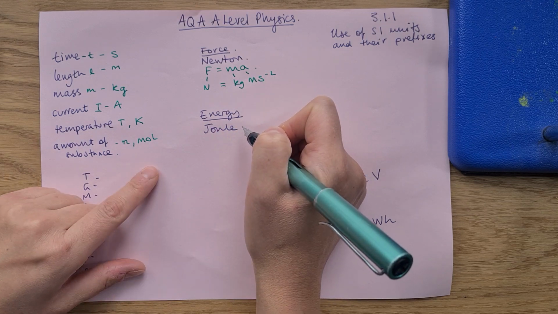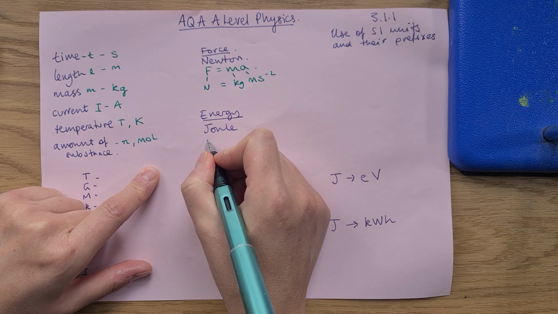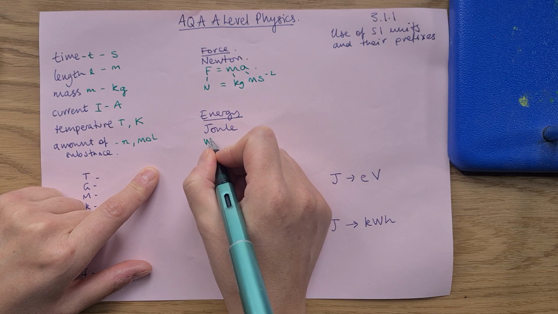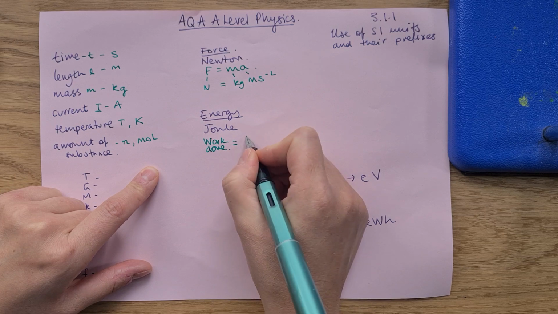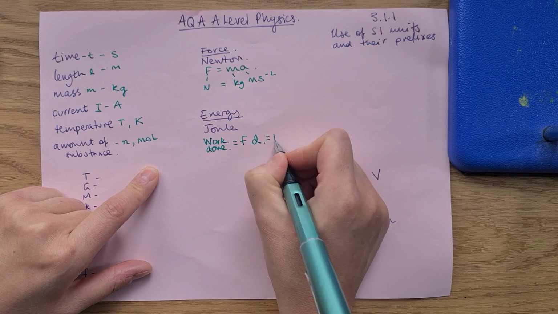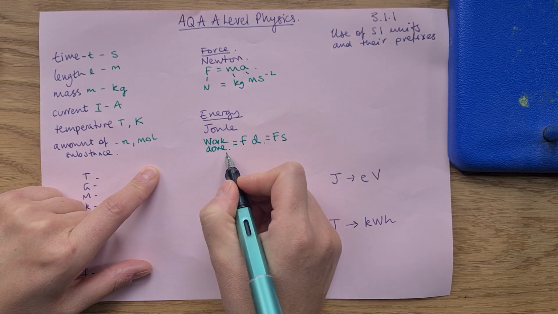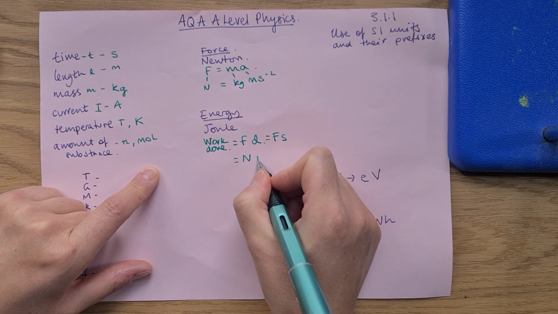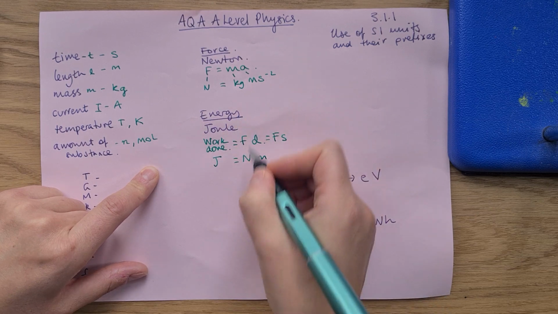I'll give you another example. Energy is the joule. Now energy, work done, is force times distance. So work done, which doesn't have a handy letter, is force times distance. Sometimes you see it as force times s, where s represents displacement. So the work done, which is the energy, is the newtons times the meters, which will be the joule.